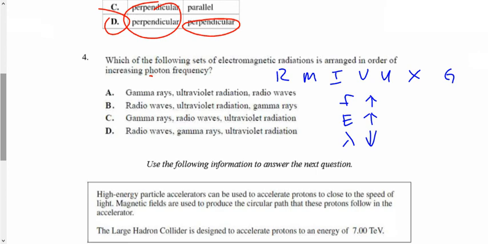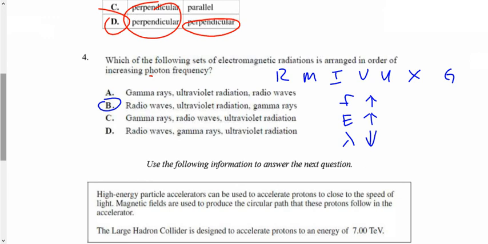So what's the answer to this question here? From lowest frequency to highest frequency? It's going to be B. Now, this doesn't list all of the 7 types of EMR, right? It only lists 3. That's fine. So we've skipped some. But of the 3 that are listed, those are in order.